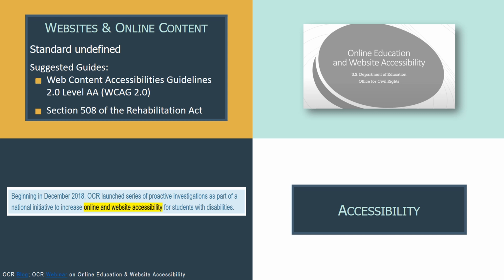The WCAG 2.0 has a range of recommendations for making web content more accessible to individuals with disabilities. Section 508, which comes from the same law as Section 504, specifically concerns how information technology is maintained by federal agencies. Superintendents should get with their webmaster to make sure that they are meeting either of these guidelines.